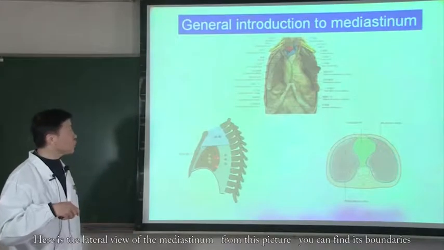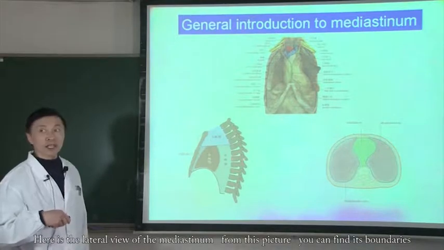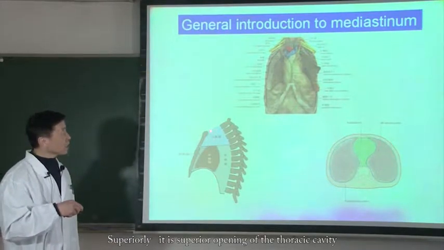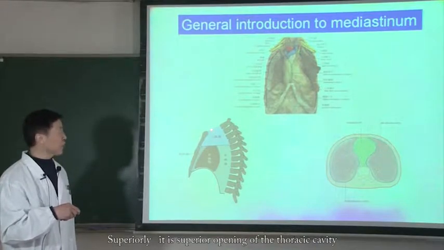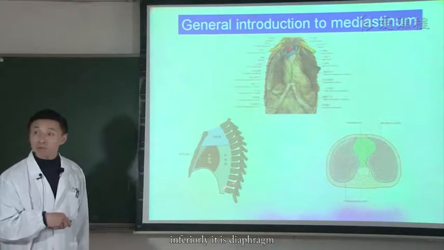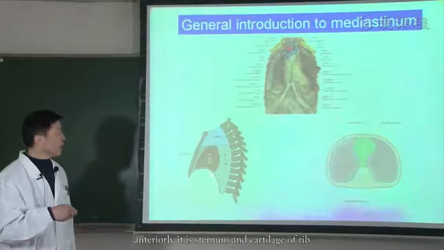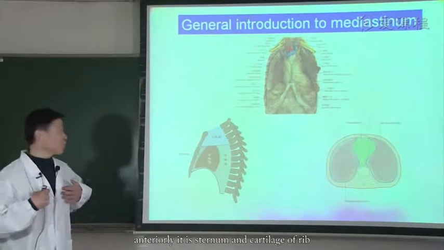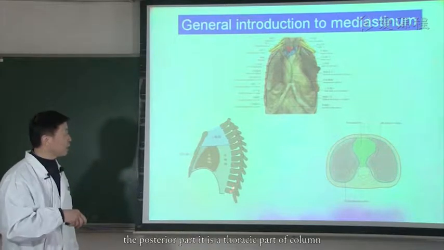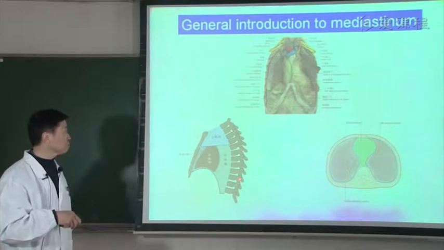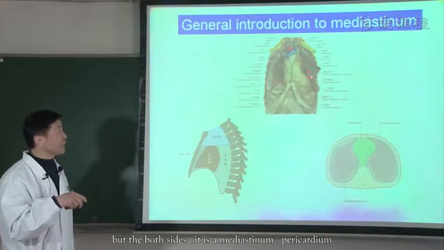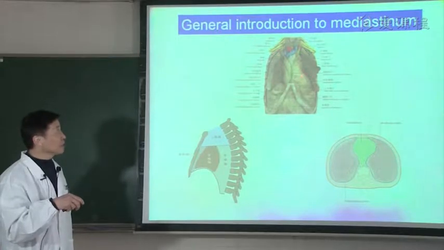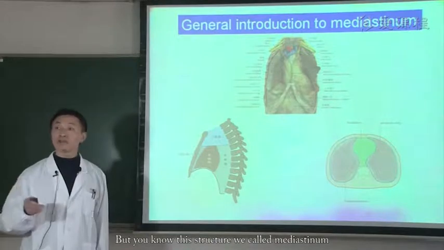Here is a lateral view of the mediastinum. From this picture, you can find its boundary. Superiorly is the superior opening of the thoracic cavity. Inferiorly is the diaphragm. Anteriorly are the sternum and costal cartilage. The posterior part is the thoracic part of the vertebral column. On both sides is the mediastinal pleura layer. This structure we call the mediastinum.